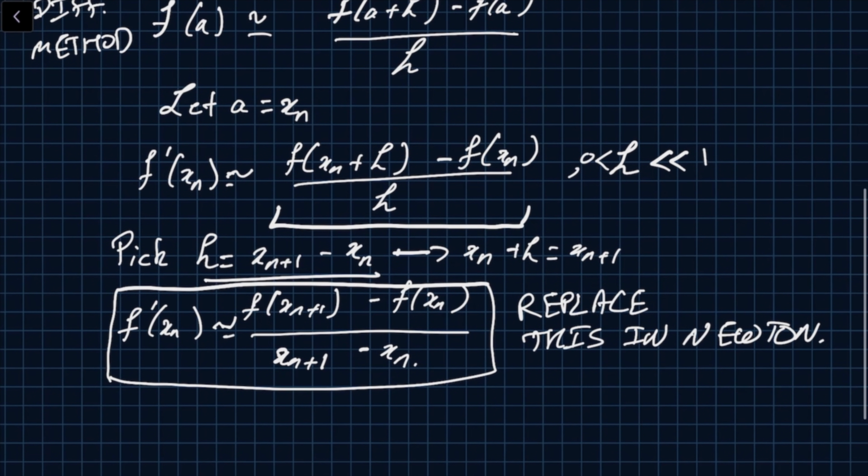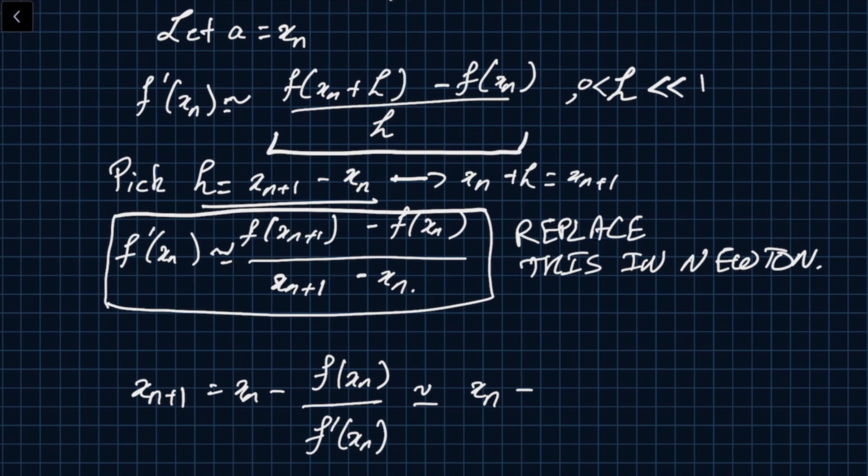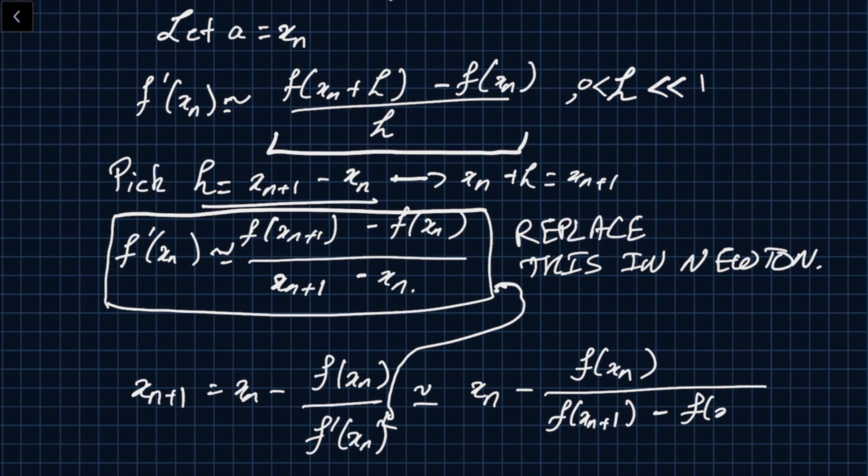So again, Newton was given by the expression xn plus 1 is xn minus f of xn over f prime of xn. Well, everything remains the same, but now we're going to replace this approximation. So this comes and sits here. What we get is simply f of xn plus 1 minus f of xn over xn plus 1 minus xn.